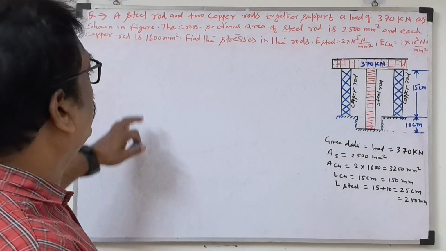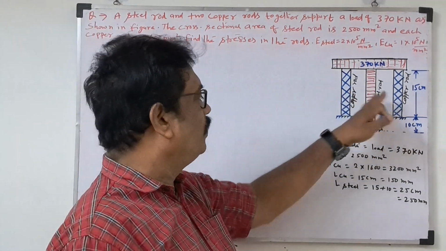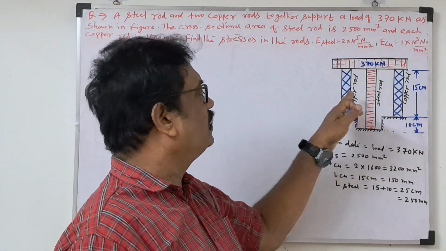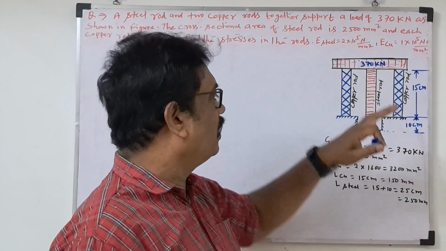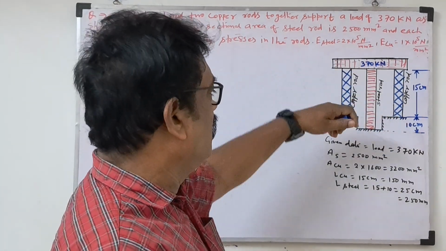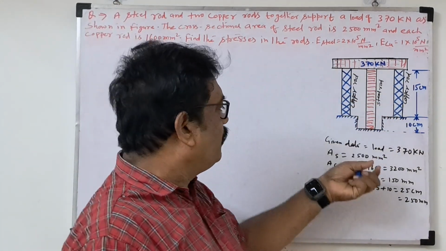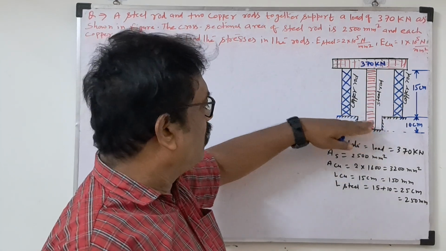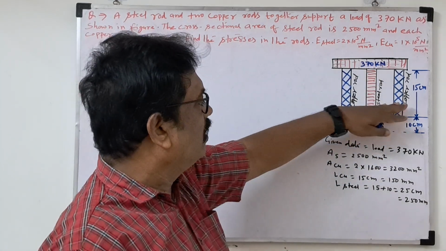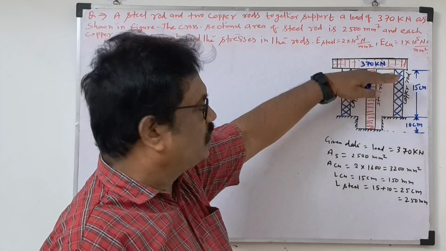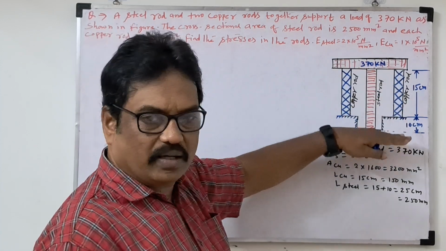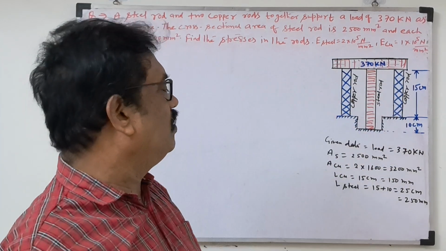What is given here? A composite bar: two materials, three bars, two copper bars and one steel bar. It is rigidly fixed. What does rigidly fixed mean? Either compression or tension. If it is compression, the compression in the copper bars and the steel bar will be equal. If it is tension, the tension will be equal. This is the concept.